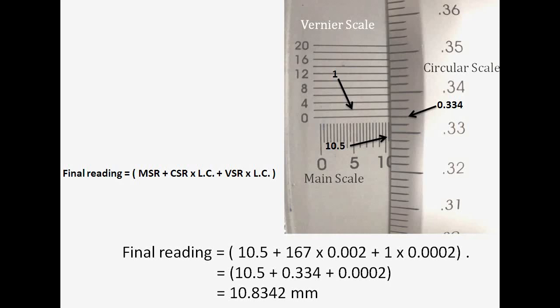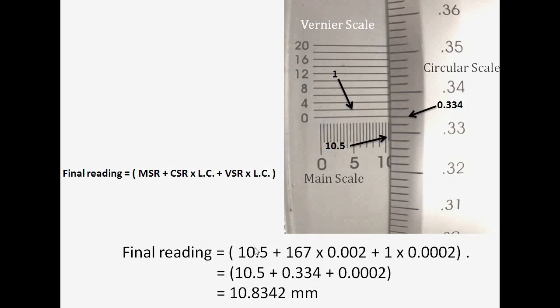Let's read one value. This image is for your reference. Here you can see that this is the main scale. On the main scale, 10 mm is completed, and 10.5 mm is also visible. So your main scale reading, the complete dimension which you can measure on the main scale, is 10.5, so we can put that here.